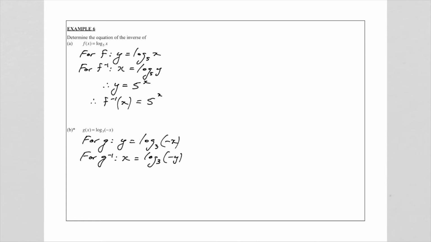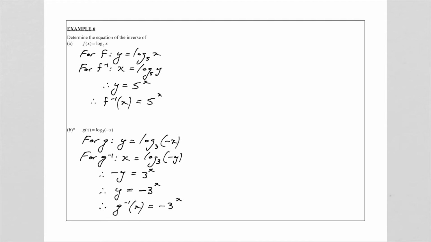And we will then get that minus y is equal to, the base is 3 and the exponent is x. So now we can say that y is equal to negative 3 to the x. It's very important to take note that this negative does not belong to the 3 only, but the negative is outside 3 to the x. So we can now say that the inverse of g is minus 3 to the x. And with that, we are finished with example 6.